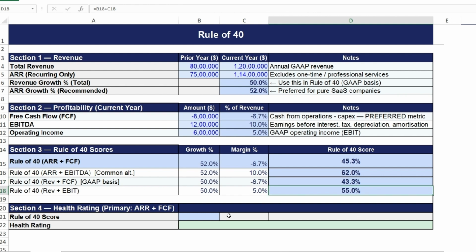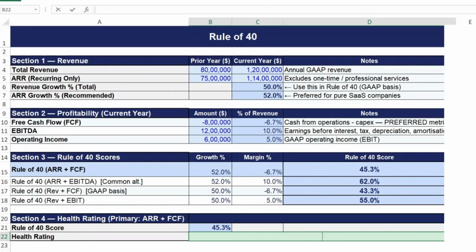Here we will be taking into consideration 45.3 because this is the best calculation that one can have while calculating Rule of 40. But in case these metrics are not available exactly like this, we can use the alternatives here. Now, since it's 45.3, the company is healthy.